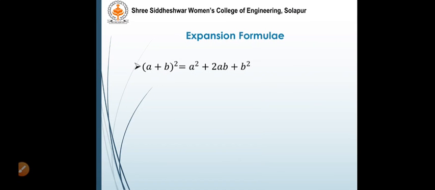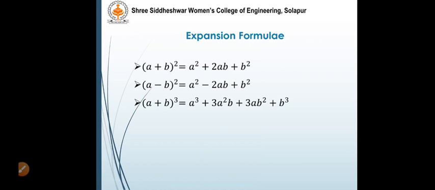In 7th standard, you have seen or you have used expansion formulae. Some of the expansion formulae are square expansion of a plus b, which is given as a square plus 2ab plus b square. Similar one, square expansion of a minus b, which is given as a square minus 2ab plus b square. Next one is cubic expansion of a plus b and cubic expansion of a minus b.